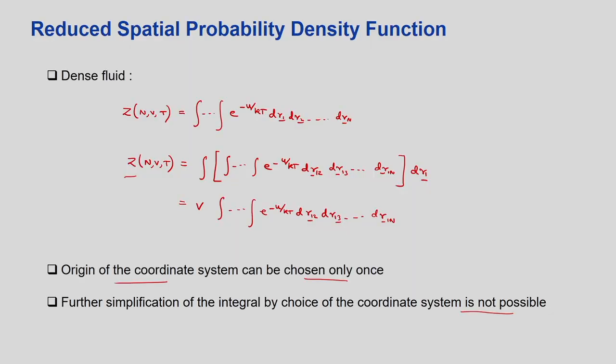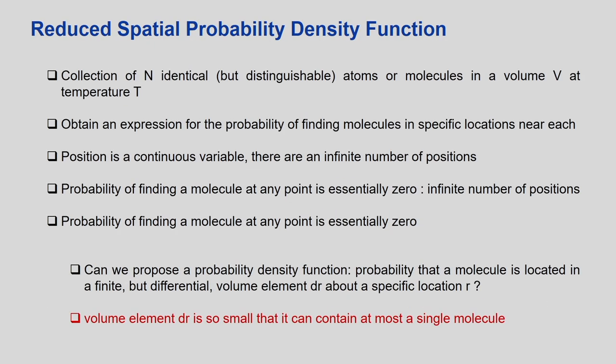Let us see. So, we come to the point where we talk about the reduced spatial probability distribution function. So, well, we cannot talk about a single atom. Now, we have to define a distribution. So, let us suppose we have a collection of N identical, and this time let us say distinguishable, atoms or molecules in a volume V at temperature T, but mostly they are indistinguishable, but in this case we assume them to be distinguishable.